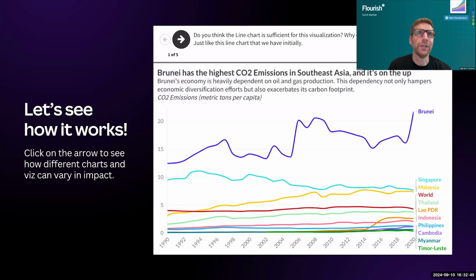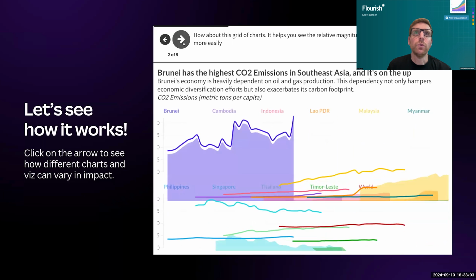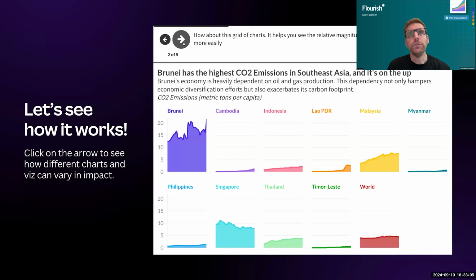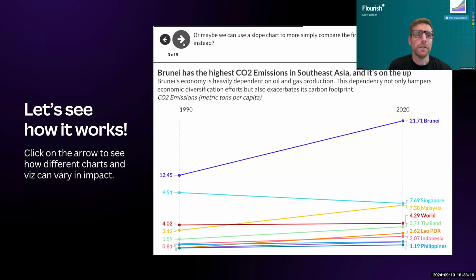Okay, so now we're back looking at our chart again. Here we've got a line chart, but maybe we could look at this in different ways. Maybe it doesn't need to be a line chart. And in some ways that depends on what your story is. So as I click through, first of all, we might want to break it out into the individual components. That would perhaps be if your story was more about how the differences are between these individual countries rather than just Brunei.